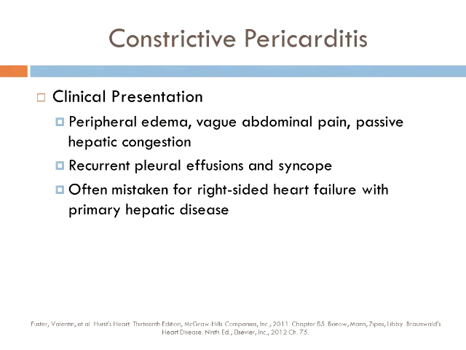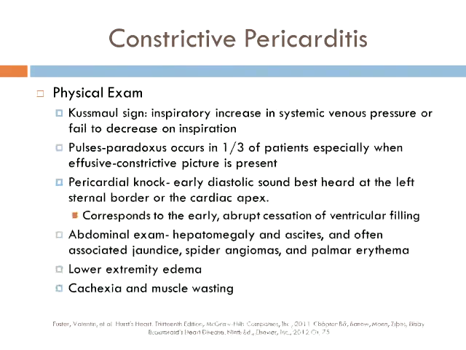Physical exam, Kussmaul sign, I mentioned earlier, they have an increased jugular venous pressure that during inspiration a normal person would decrease, but it actually either increases or stays the same. Pulsus paradoxus is in about a third of the patients. These patients usually also have an effusion present as well.